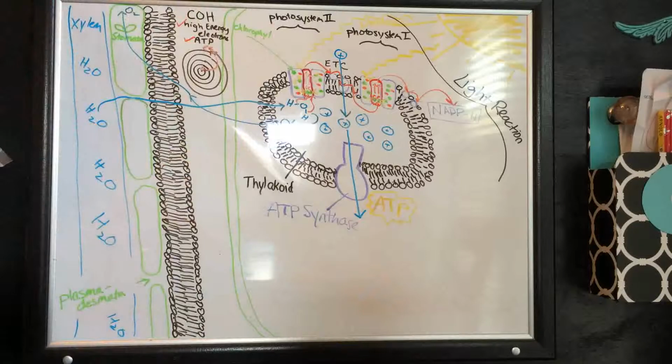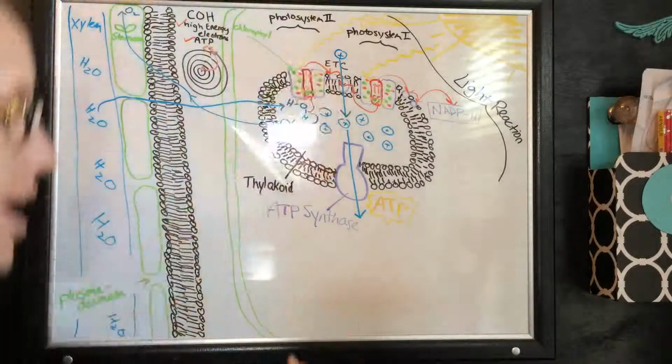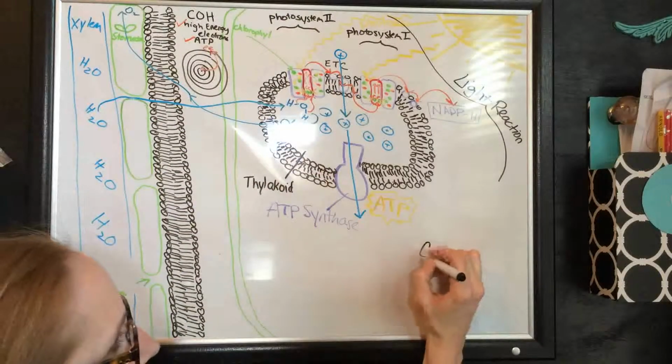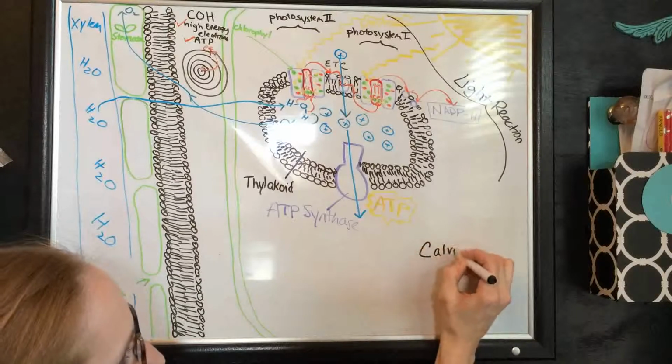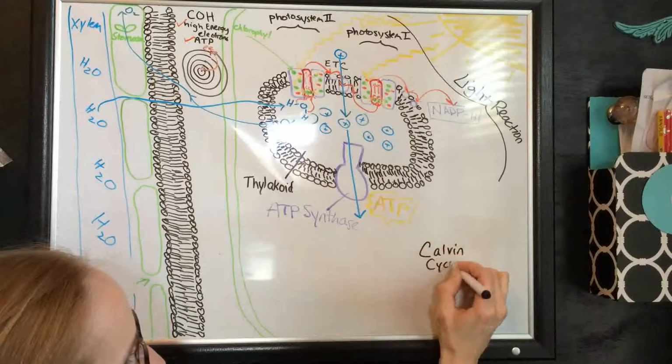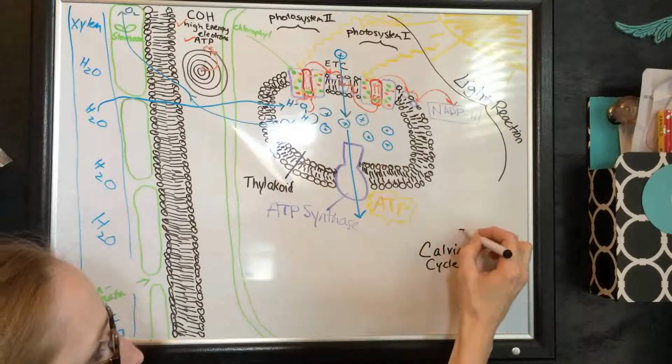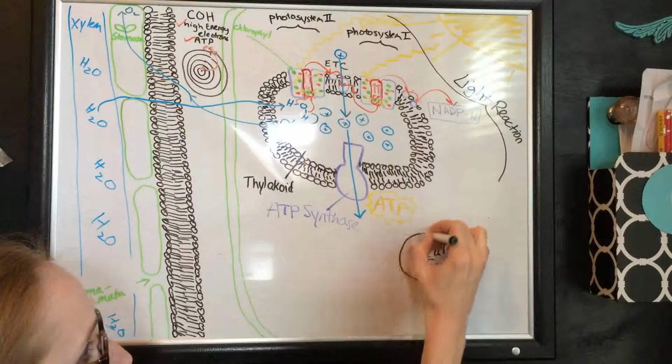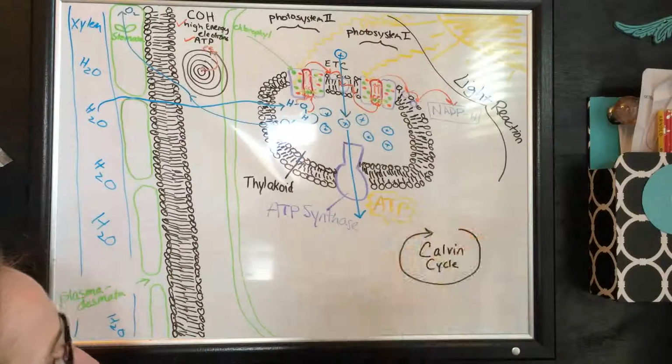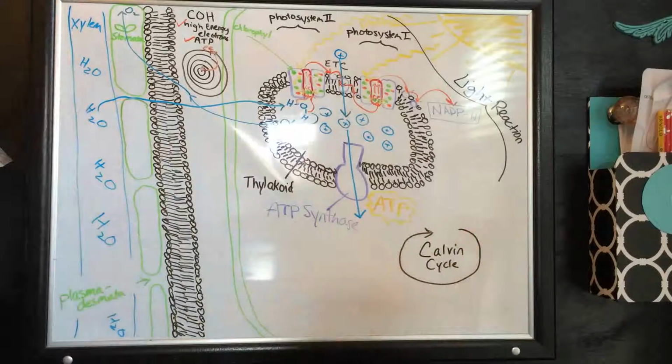Now we're ready to build a glucose molecule. And it happens in a very similar fashion to what happens in our body, just in reverse. So remember the citric acid cycle? Well, the plant has a cycle too. It's called the Calvin cycle, named after the guy who discovered it. Calvin cycle. And it's also a cycle because it starts and ends with the same product. And we're not going to worry about what that one is.